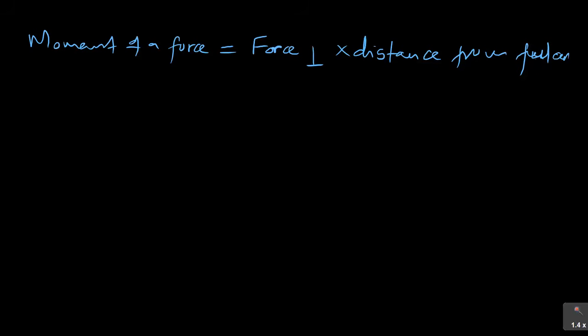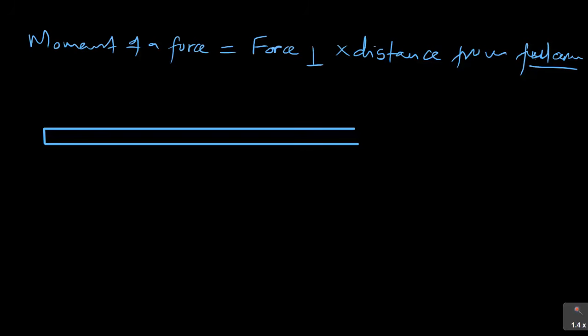Now, what are we talking about when we're talking about the moment of a force? Suppose I have a beam. Usually they will say it is a light beam, meaning it does not weigh much. This beam will have some pivot, which is the fulcrum. That's what we mean when we're talking about the fulcrum. So this beam will have a pivot where it is supported. So this is the support.